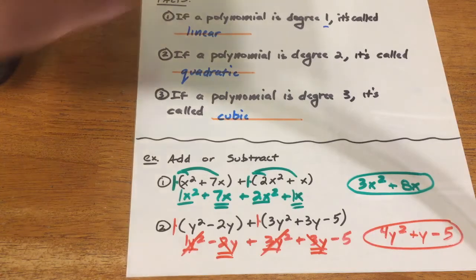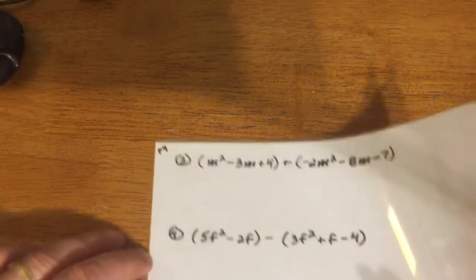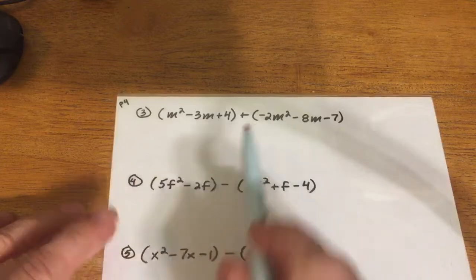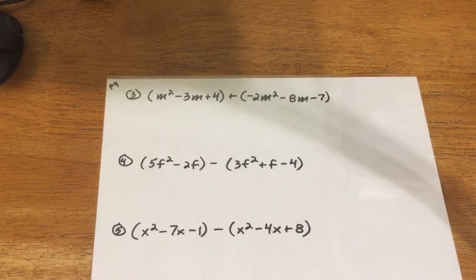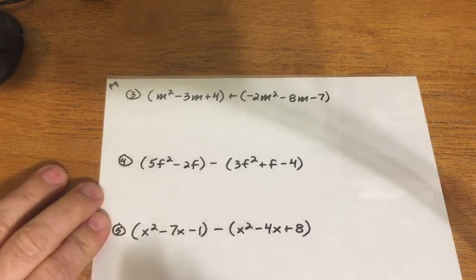All right, now that we've done some with addition, let's take a look at some with subtraction. What we'll do is skip this third one, but you can give it a try if you'd like. If you want to pause it, you can give it a try, and hopefully you got an answer of negative m squared minus 11m minus 3. Let's go on to number 4.